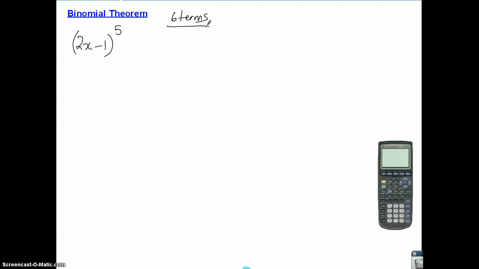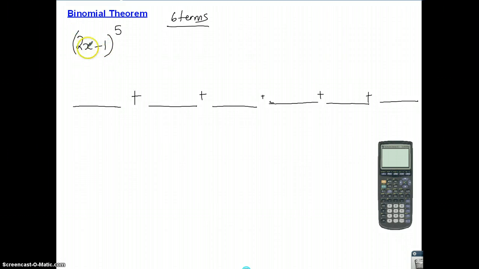So this is what I'm going to do. I'm going to write them down. I'm going to put places, and we're going to fill in these terms as we go. So we've got first term plus second term plus third plus fourth plus fifth and plus the last term there. Okay, and we've got 3 parts. We've got the a term, we've got the b term, and we've got the coefficients. Okay, well, let's go and deal with the coefficients first.